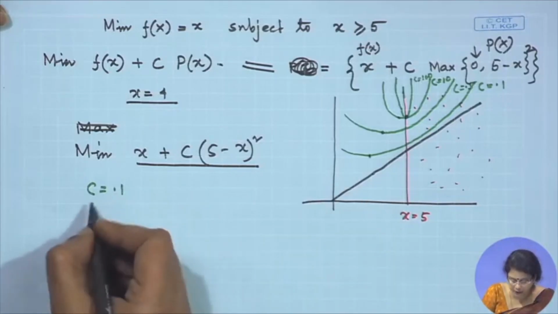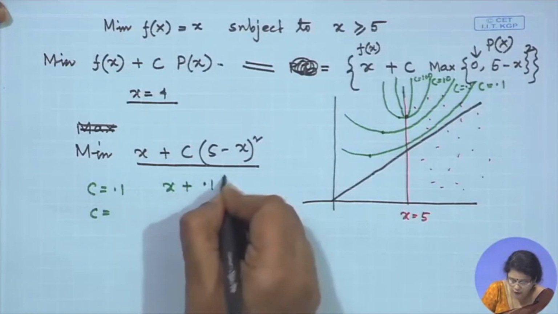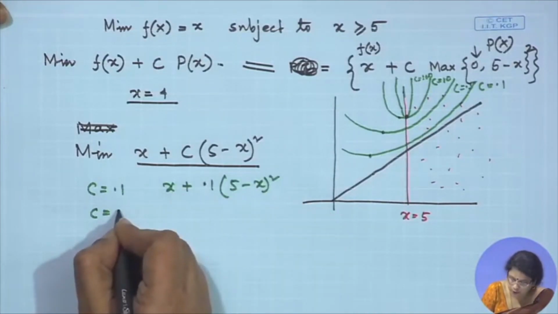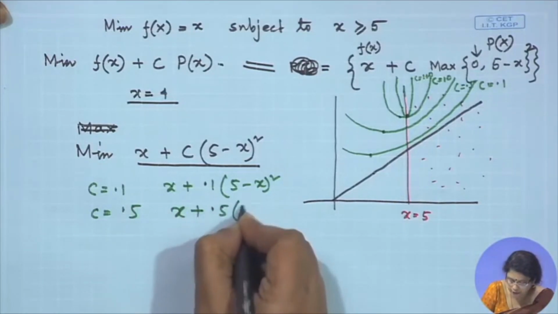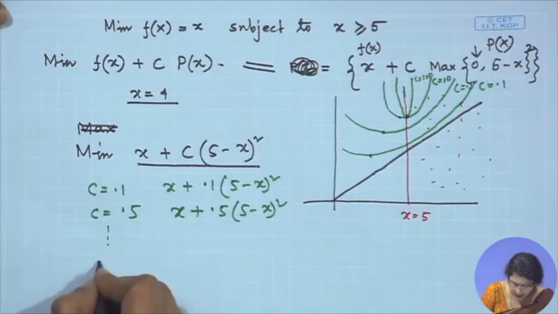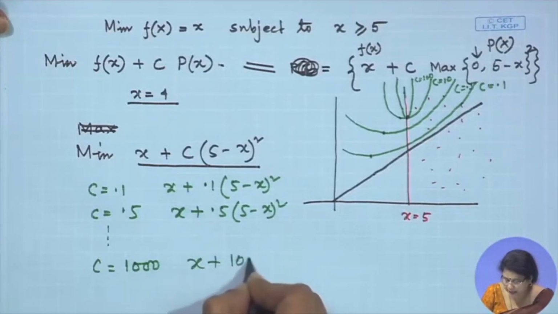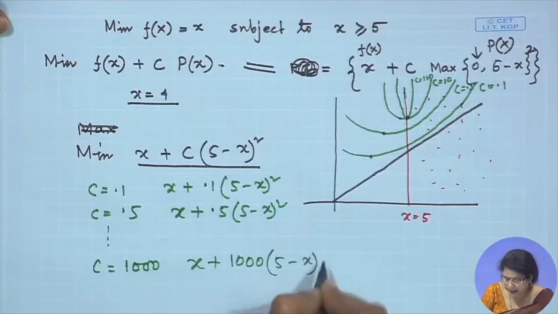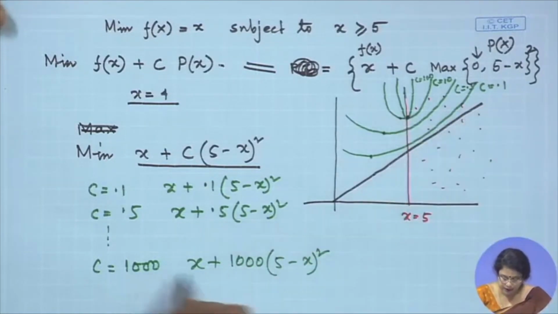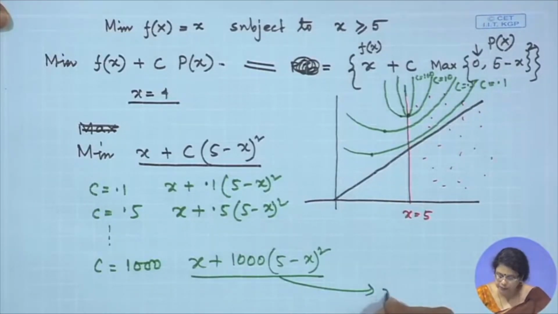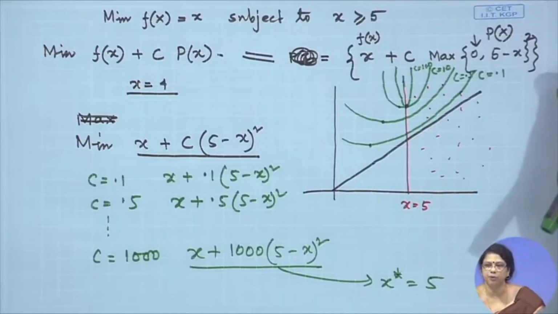We can find, for different values of c, the function like this: 0.1(5 minus x) square. For c equal to 0.5, the function would be 0.5(5 minus x) square. As the value of c becomes 1000, we will see the function will be x plus 1000(5 minus x) square, all right. And we will see that this minimum will approach the minimum equal to 5. That is the beauty of the process.